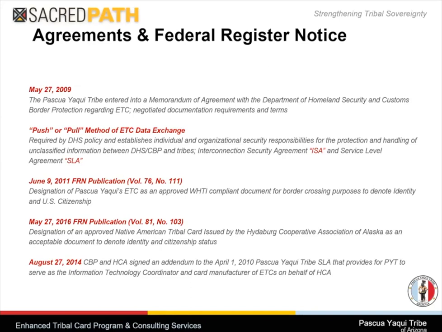After you're in production and you've chosen your model and you have all your agreements in place, an evaluation will be conducted by the Department of Homeland Security. And that's really just to ensure compliance with the program. And following that, then they'll post in the publication of the Federal Register a post that will verify the identity of your ETC card as an approved WHTI compliant document. So really what that means is your ETC card will be a federally recognized ID that is equivalent to a US passport card.